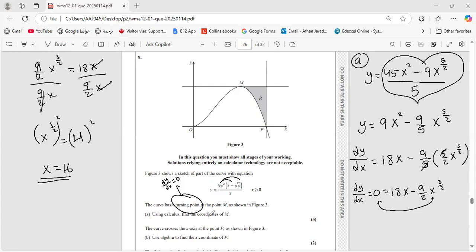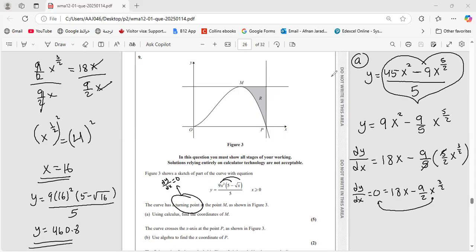The question asks to find the coordinates of M, not only the x coordinate, so substitute x into the original equation to find y. So y equals 9 multiplied by 16 squared multiplied by 5 minus square root of 16 over 5. Your answer will be 460.8. So x equals 16 and y equals 460.8. That's all about point M.